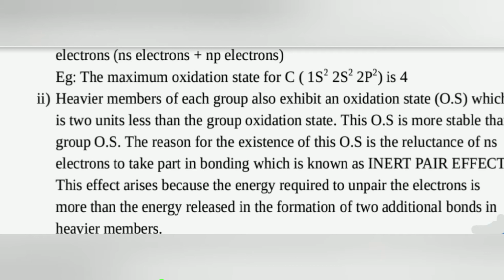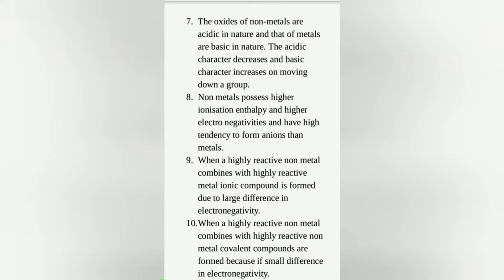So we can say that p block elements exhibit two types of oxidation state. One is known as the group oxidation state, and the other is 2 units less than the group oxidation state, and it is due to the inert pair effect. The oxides of nonmetals are generally acidic in nature, and those of metals are basic in nature.